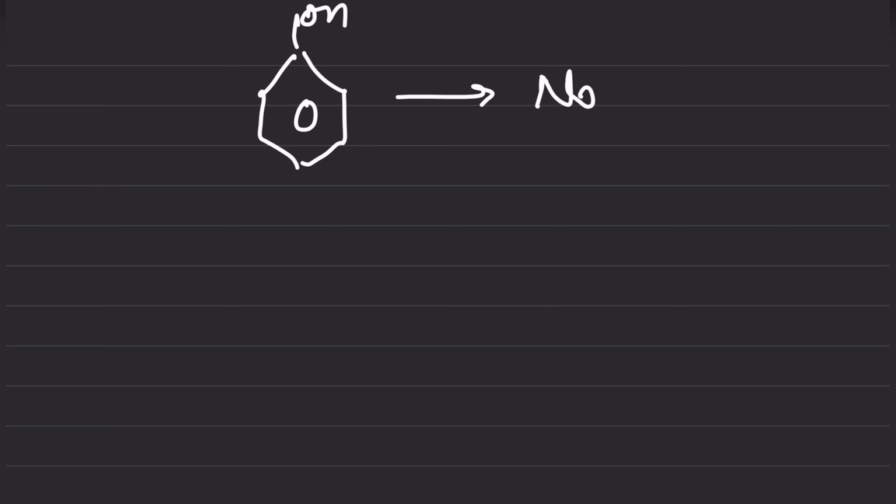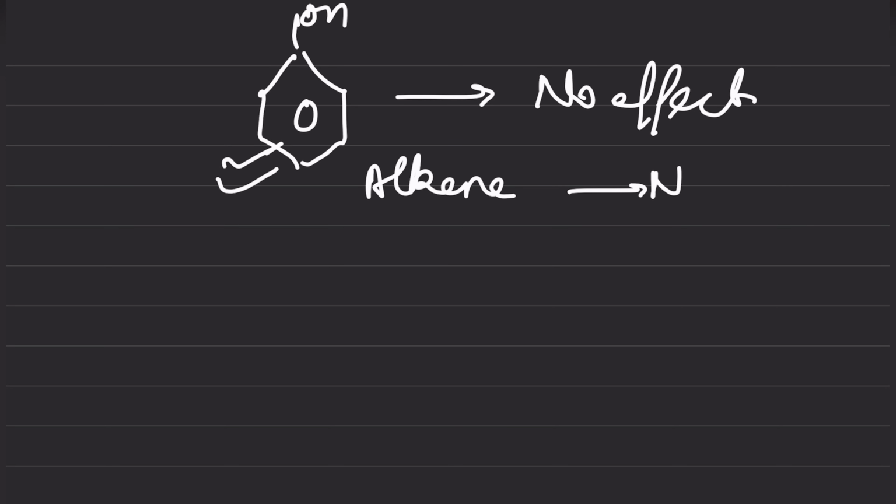Suppose there is an OH group present. Phenol, as we saw, was not affected, no effect. And if OH is there on an alkene, since it is in conjugation, as we can see in the alkene also, if it is in conjugation, no effect.